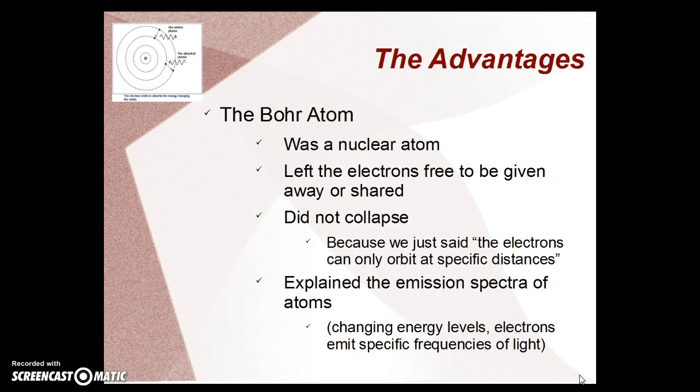Bohr explained the emission spectra of atoms as the change in energy levels as electrons at high energy levels relaxed and moved to a lower one. By doing so, they would emit only specific energies, specific frequencies and wavelengths of light.